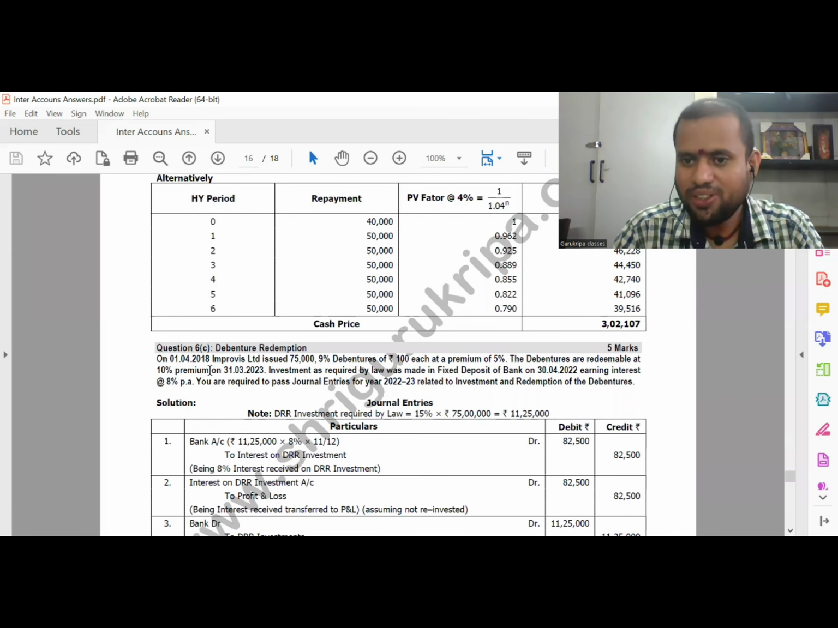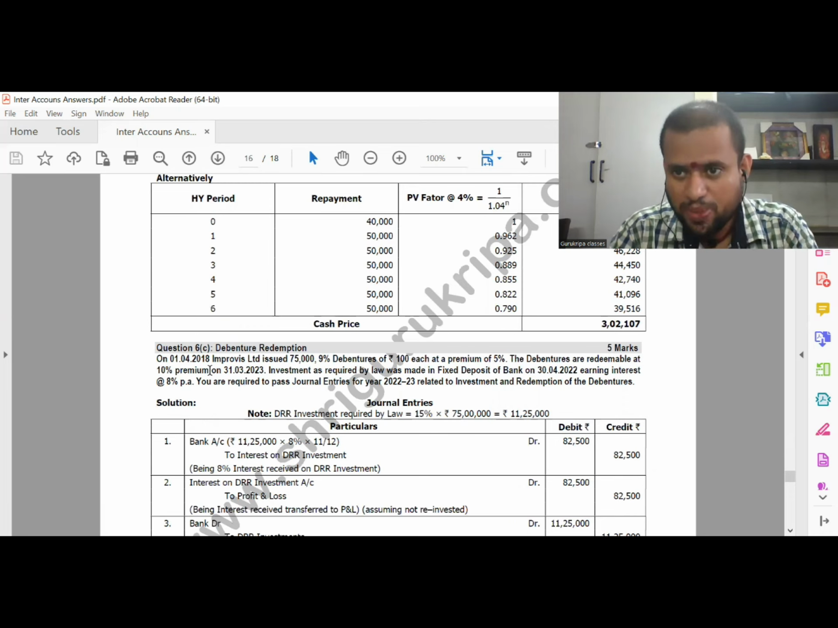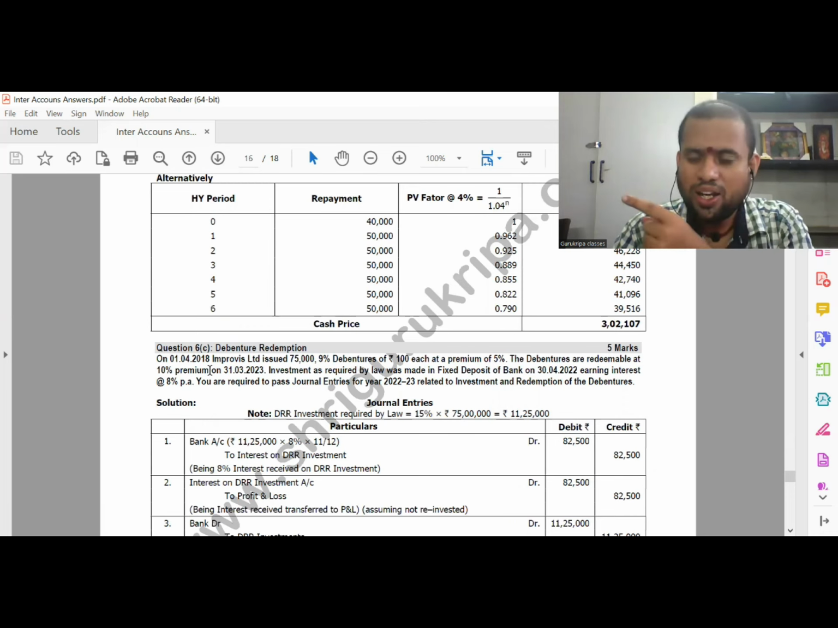6C debenture redemption. Debenture redemption reserve investment. How much that amount is has not been given. So already one requirement is there: 15% of the face value of debentures to be redeemed, we have to maintain. So based on that, you have to proceed. First you have to compute the investment amount. On that you have to compute interest. Interest received, we have to pass a journal entry, transfer to P&L, then redemption. For that we have to pass a journal entry.